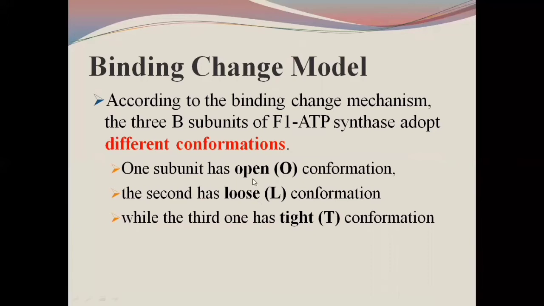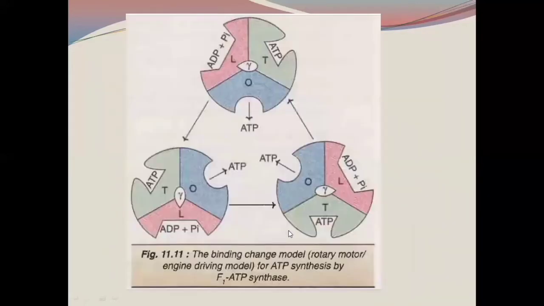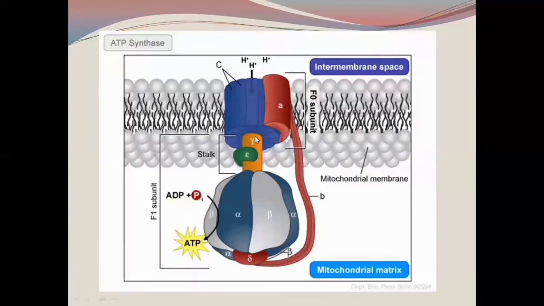It may be present in the open form, in the loose form, or in the tight form, as shown in this model. This is the cross section of the F1 part of the ATP synthase. As shown here, this is the gamma subunit, surrounded by the alpha and beta subunits.